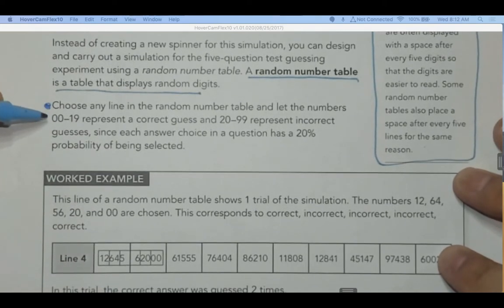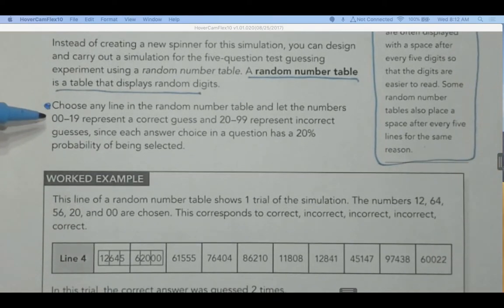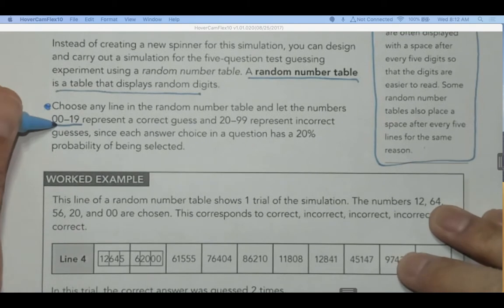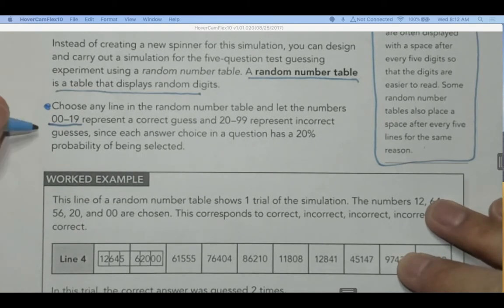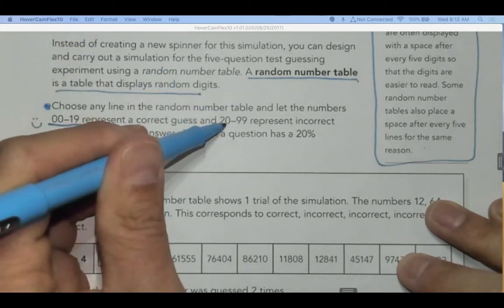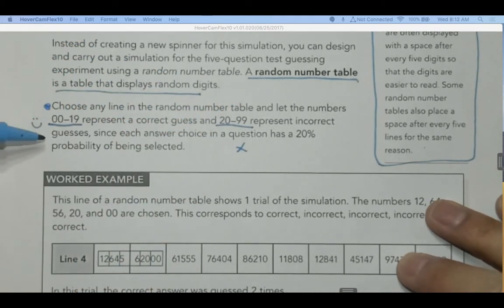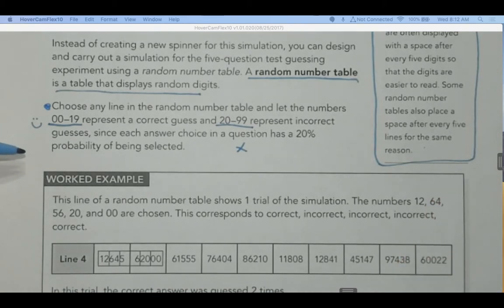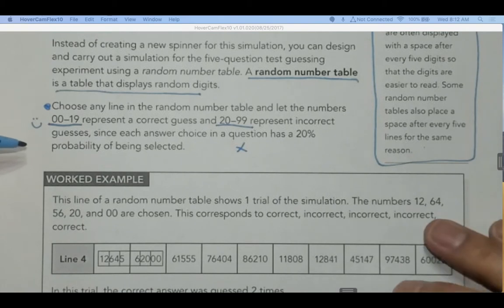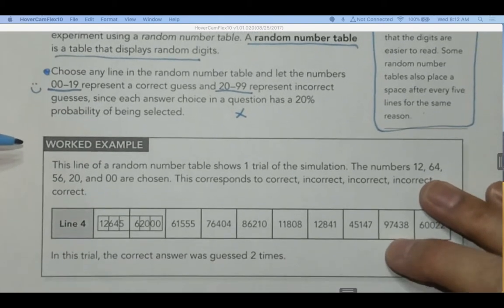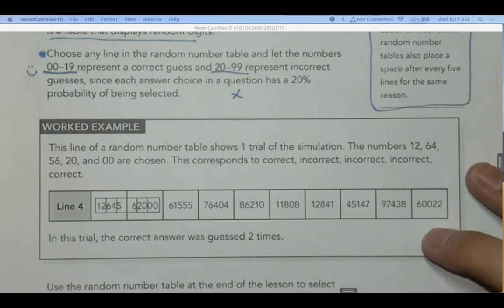Choose any line in the random number table and let the numbers 0 through 19 represent a correct guess, and 20 through 99 represent an incorrect guess, since each answer choice in a question has a 20% probability of being selected. Okay, and so when I look at this, they give an example here.